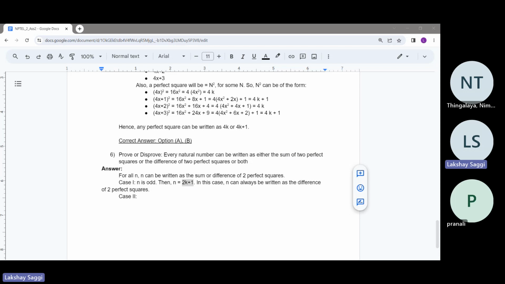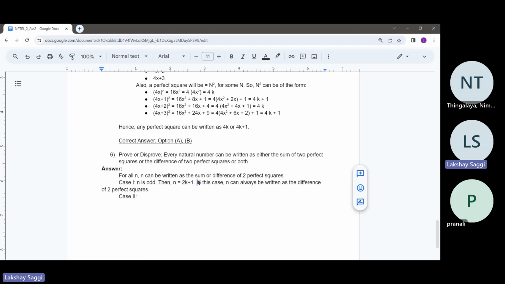For this case, do you know if two perfect squares exist whose difference is actually equal to 2k plus 1? See, we are considering this case where n is odd. So we know that n can be written in the form 2k plus 1, right? Till now this is clear.